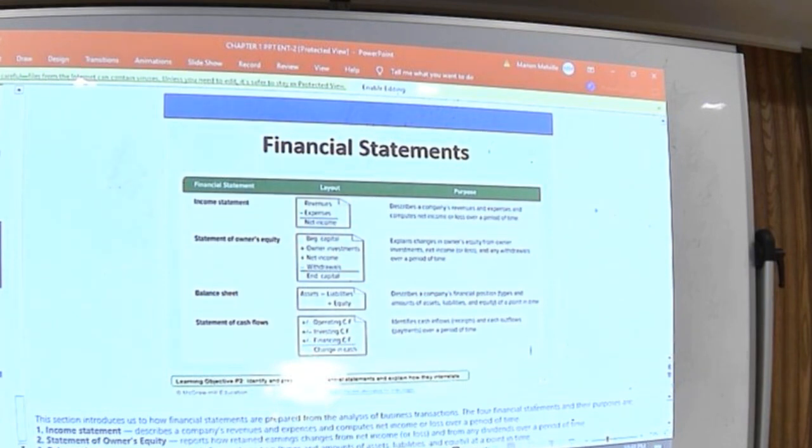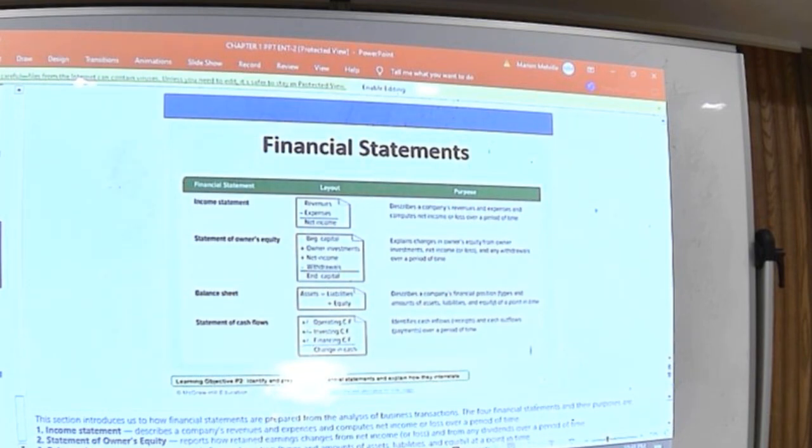Next statement is a statement of owner's equity. It talks about the owner's interest in the business, his beginning capital. Remember, we started with nothing, and then he invested some money. Also, we had some net income, but then again, remember, he withdrew the $200.